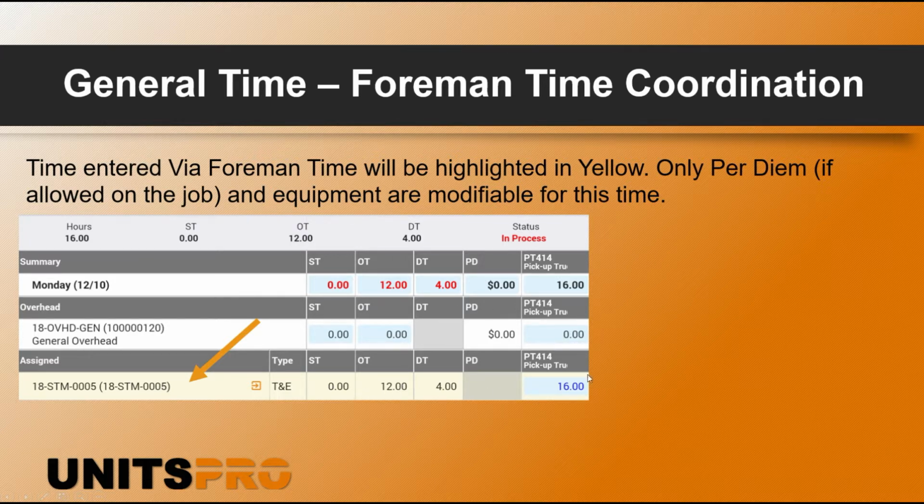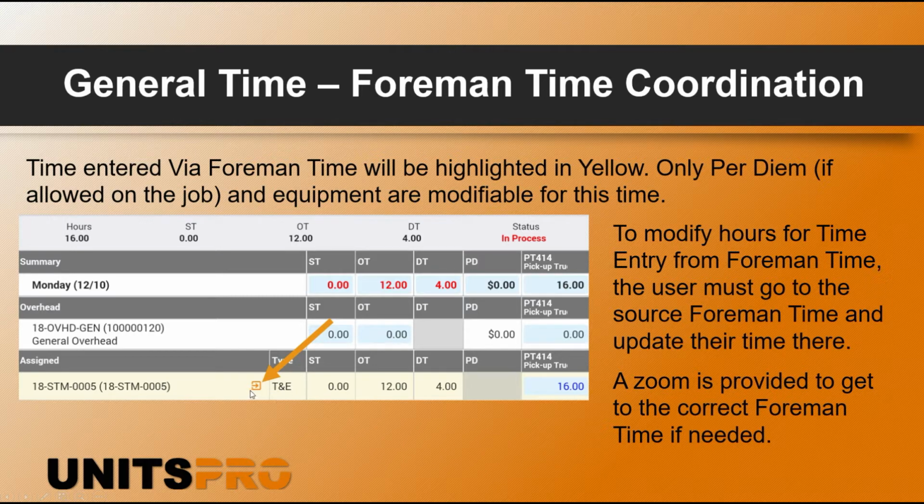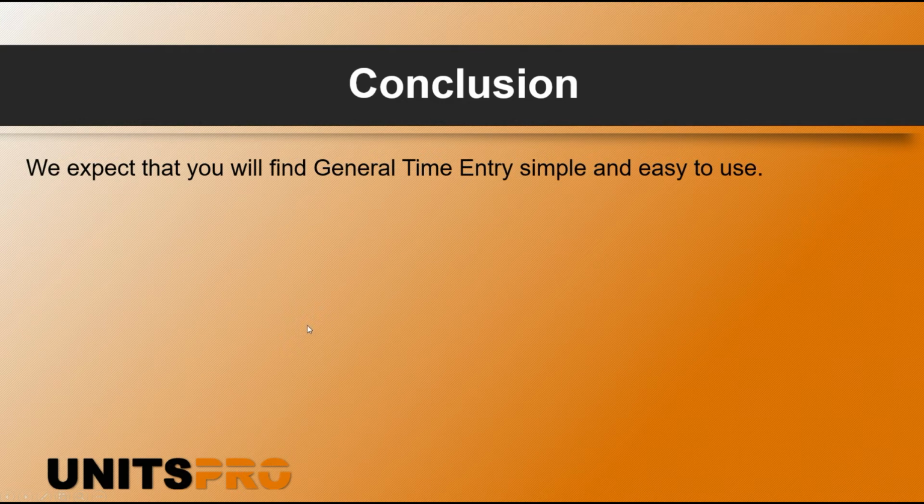And if this is incorrect, we're going to have to go back to the source and fix that. So we've got this little zoom here that will take you back to the source where these hours can be modified and resubmitted, and then they will reflect over into general time. But generally, again, this Foreman time entry is not going to be here. It's very rare occasions that it's used, but when it is, you need to be able to modify it and make it right. So we expect that you can find general time very simple and easy to use.